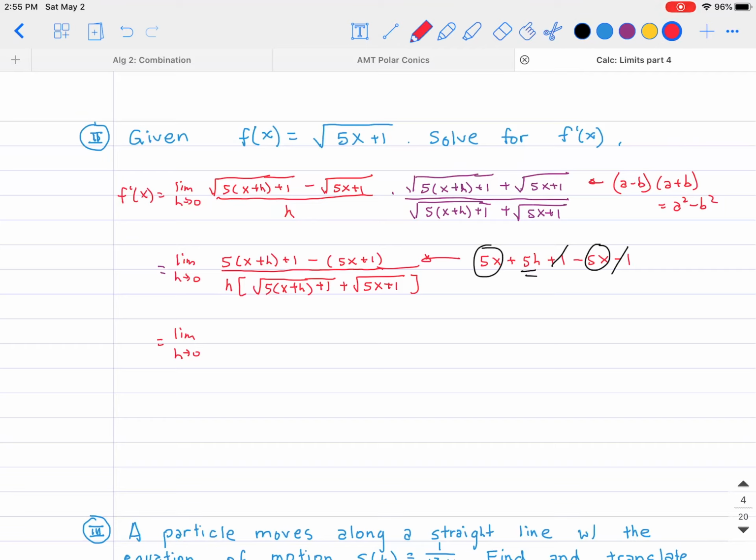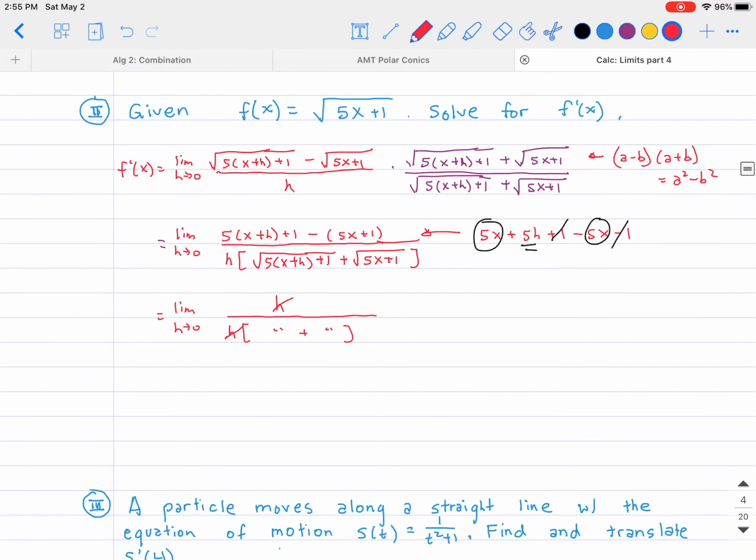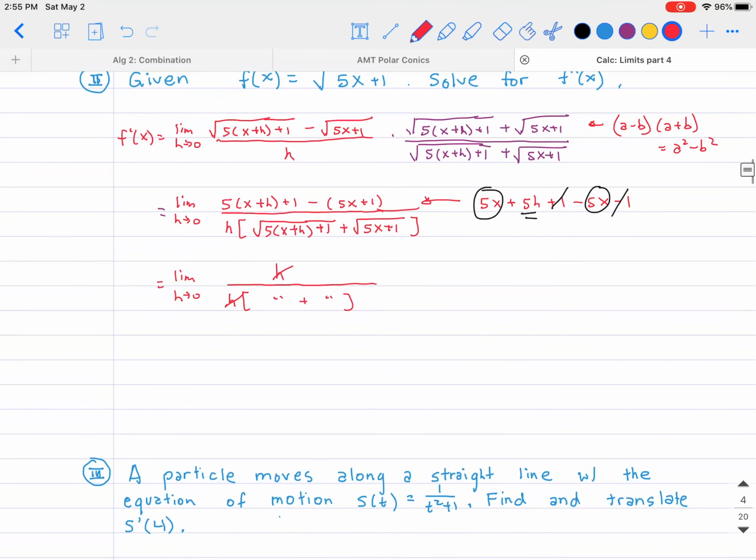And that's nice because now with the 5h on top, we can cancel it out with the 1 on the bottom. So just kind of write it out one time. So h divided by h times that thing that's inside the square root. So I'll just write comma plus comma, so that way I save a little bit of time. The h now, the problematic part, cancels from both top and bottom. And all we have left is the limit as h approaches 0 of just what's in the denominator.